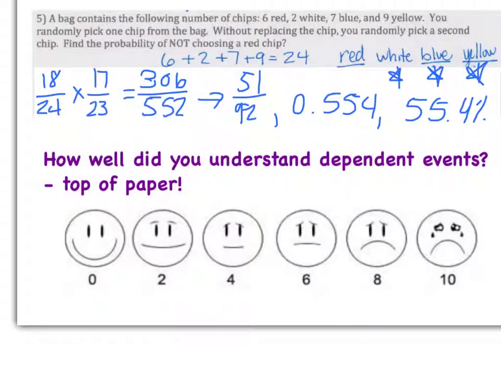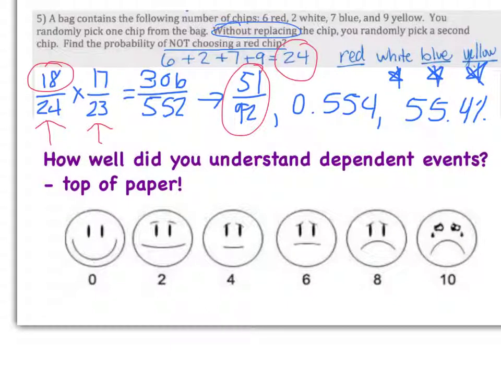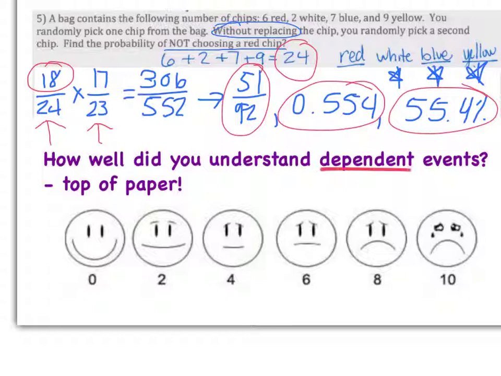Alrighty, let's look at our last one. We are looking for the probability of not choosing a red, and we need to remember this is without replacement, so our denominator is going to change. Looks like there are 24 total, and 6 of them are going to be red. 24 minus 6 is our 18. That's where we're getting 18 over 24. Then we take 1 out. Remember, our denominator is going to change, and we just multiply straight across. Simplified version is 51 over 92. I'm looking for 0.554 and 55.4%.